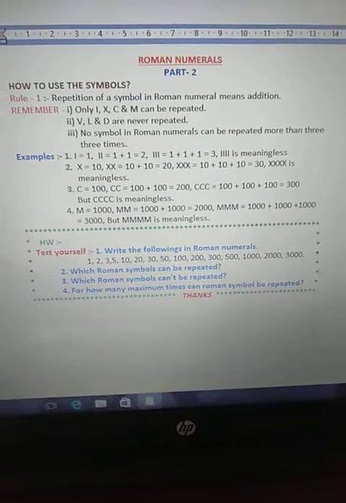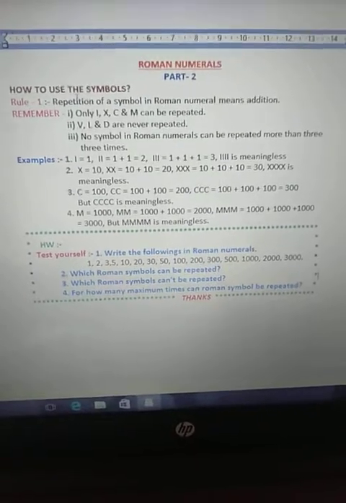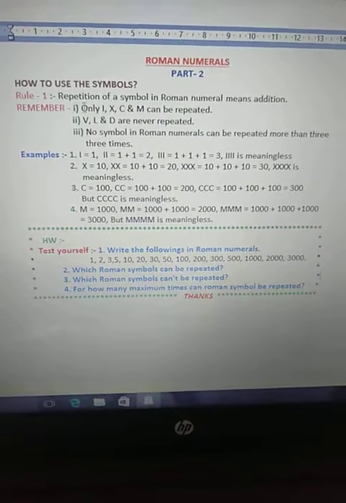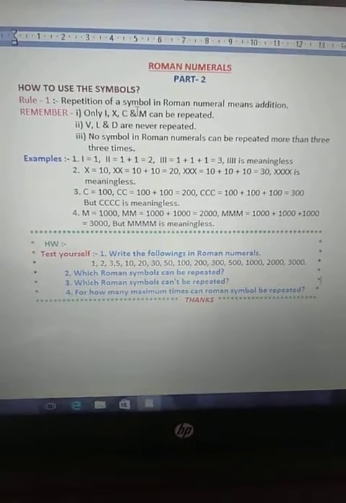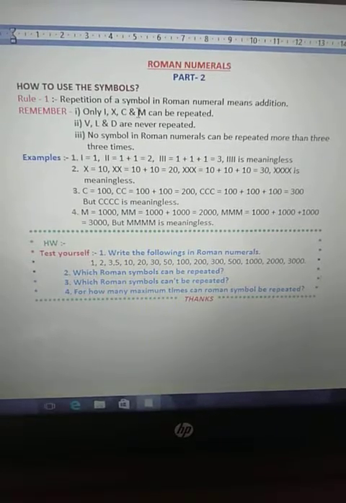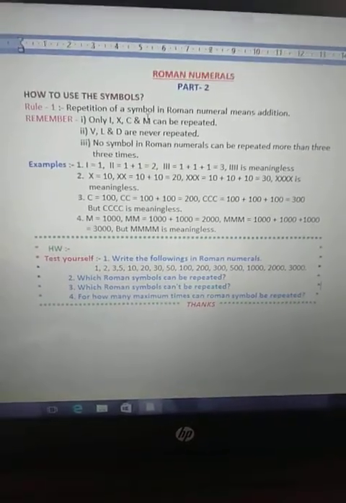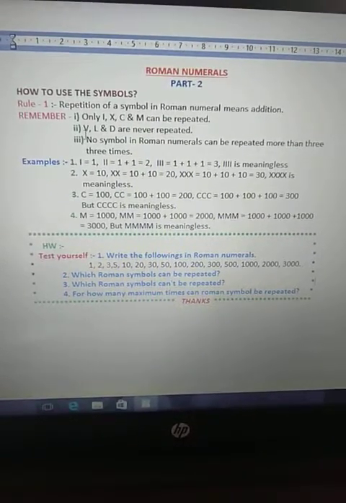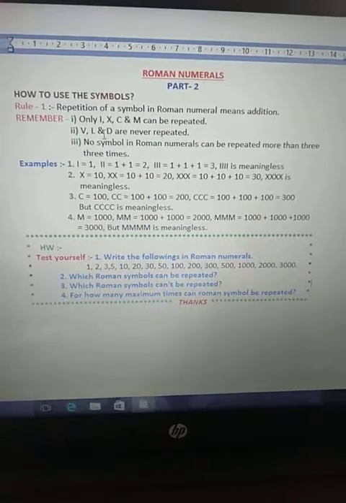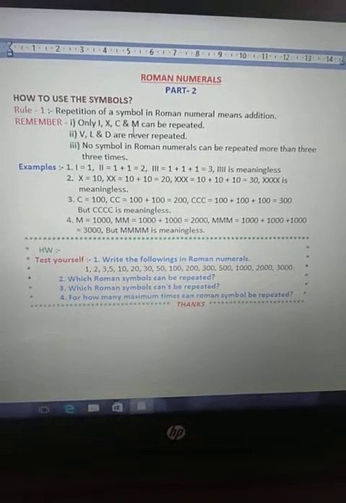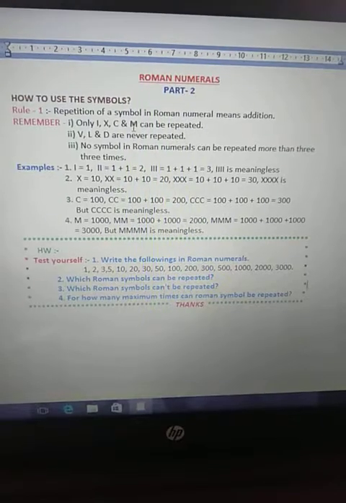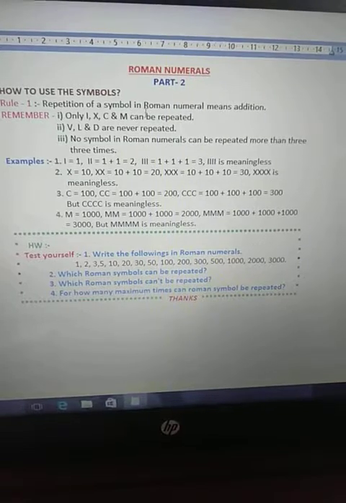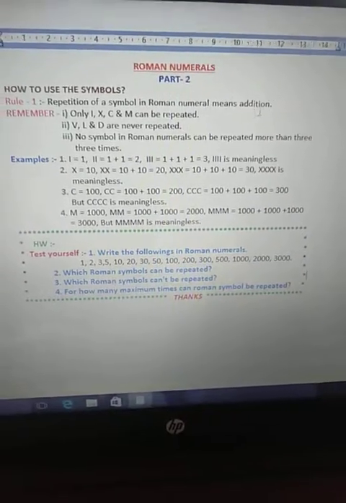With rule 1, we will learn how to use the symbols. What does rule 1 say? Repetition of a symbol. Do you know the symbols in Roman numerals? In Roman numerals, the symbols are I, V, X, L, C, D, and M. These 7 symbols are the basic symbols in Roman numerals. So, repetition of a Roman symbol means addition.